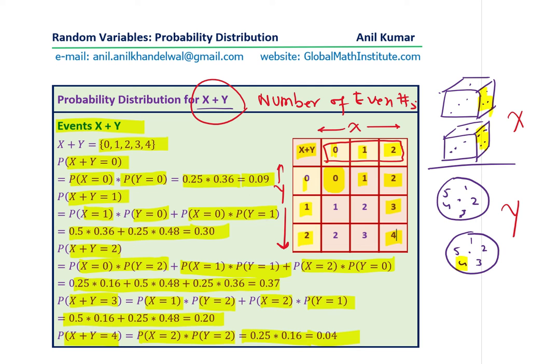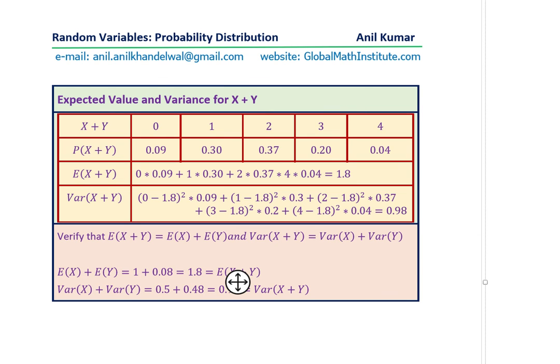I hope this is absolutely clear, right? Once we know the probability, we can now find the expectation and the variance. So let's move forward. So now we know that for x plus y, there are five possible values for the number of even numbers. Either you get no even number at all, or you get one even number, two, three, or four even numbers. Now the probability we just calculated for x plus y: no even number was 0.09. For 1 it was 0.30. For 2 it was 0.37. For 3 it is 0.20. And for 4 it is 0.04.